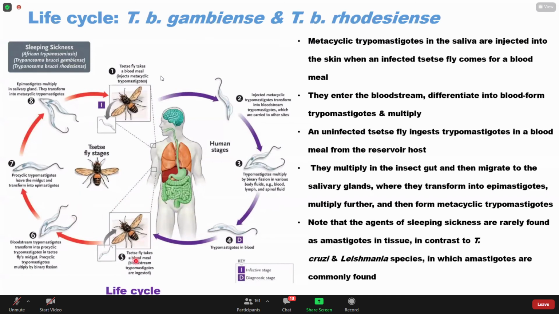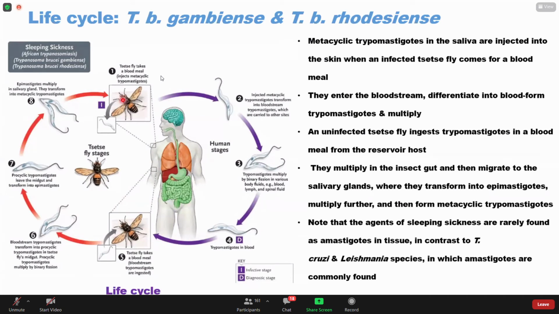When an uninfected tsetse fly comes for a blood meal, it's going to pick up the trypomastigote, and once inside the tsetse fly, it's going to undergo further development and eventually becomes the metacyclic trypomastigote, which is the infective form.